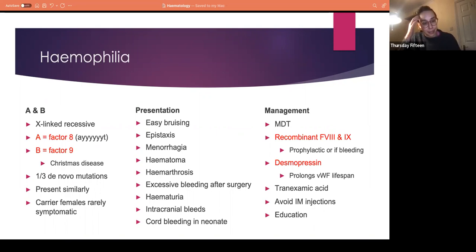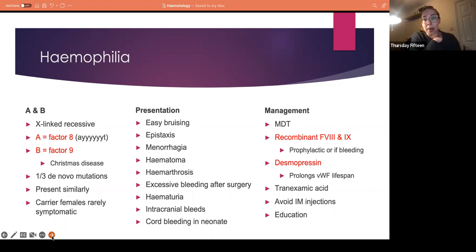So these can be X-linked recessive inheritance, or in 30% of people, they can be de novo mutations. They both present similarly to each other, and carrier females are rarely symptomatic. So they present with easy bruising, nosebleeds, heavy periods, hematomas, bleeding into joints, bleeding after surgery, blood in the wee, bleeding in the brain, or cord bleeding in babies.